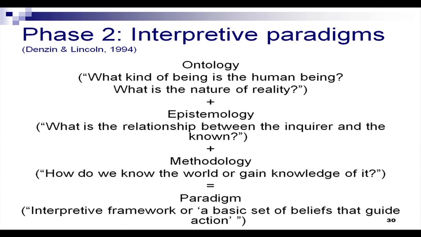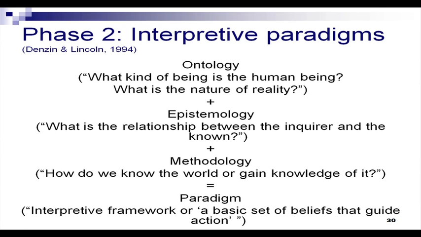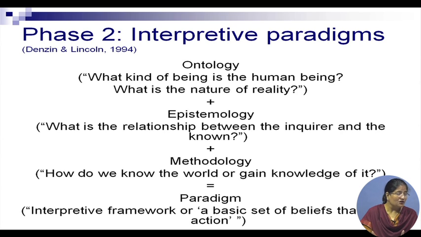Okay. Phase 2, interpretive paradigms. After one has identified oneself as a multicultural, multifaceted researcher, the second phase is identifying the interpretive paradigms. And in order to do that, what are paradigms? Paradigms consist of a combination of ontology, epistemology and methodology. Ontology is what kind of being is the human being? What is the nature of reality? What is knowledge? So, we answer all these questions.